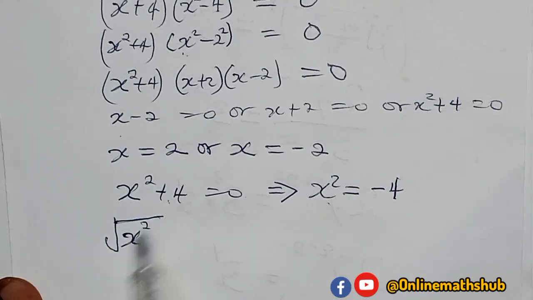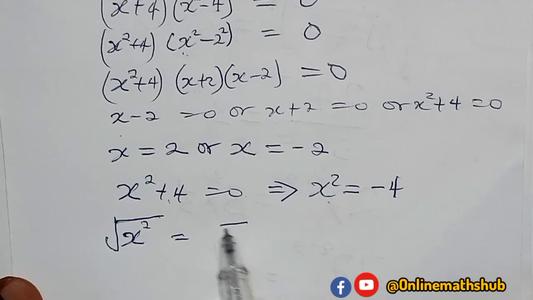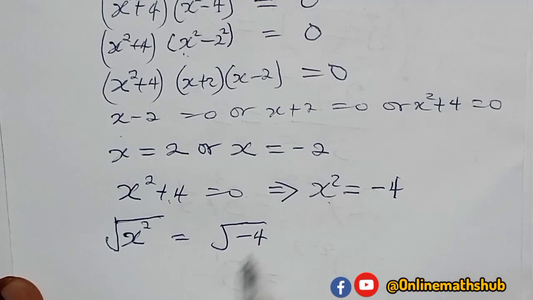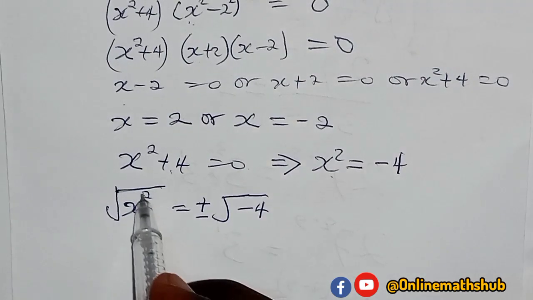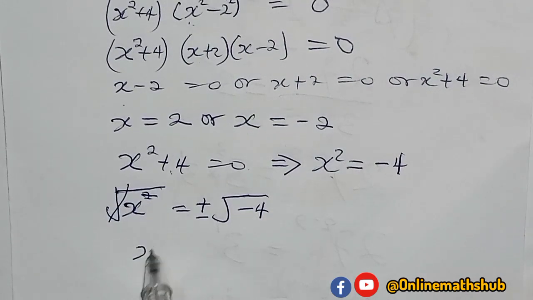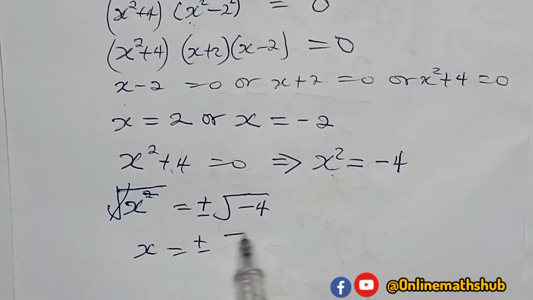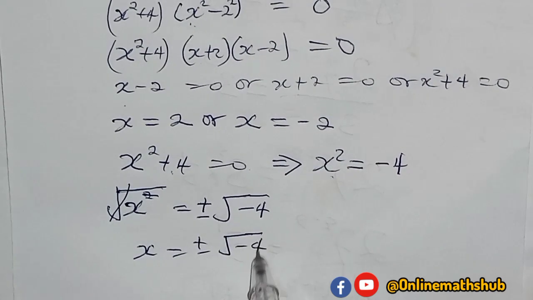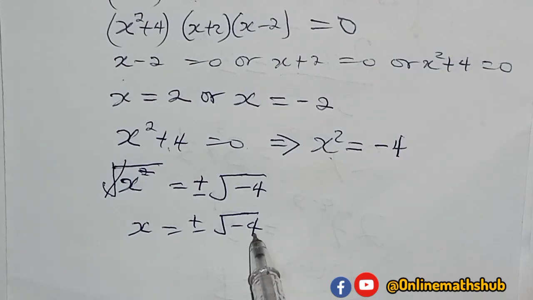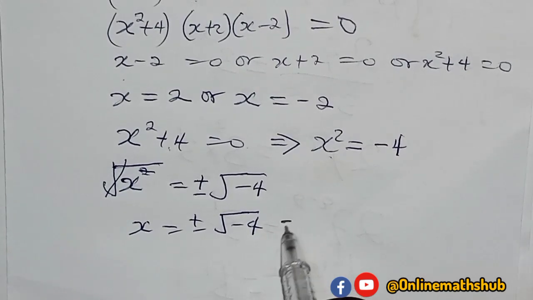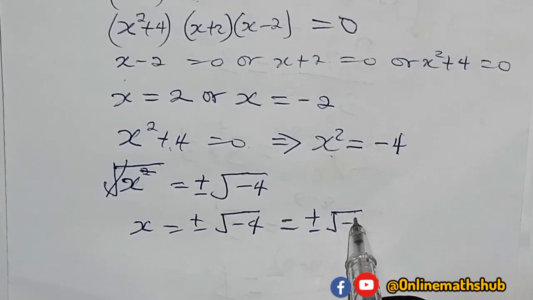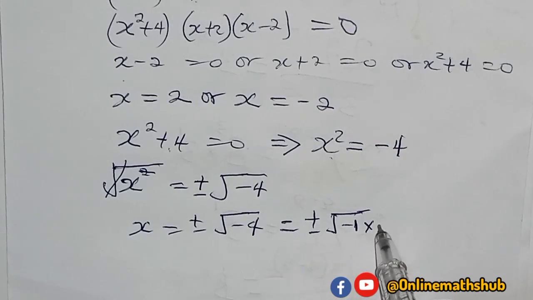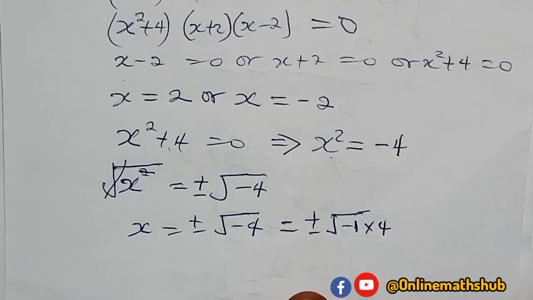Of course, I'm going to have that the square root of x squared is equal to the square root of minus 4, and of course this is plus or minus right here. Okay, so these two can cancel, and then I'm left with x is equal to plus or minus the square root of minus 4. Now we can rewrite this minus 4, so I can write this as plus or minus the square root of minus 1 multiplied by 4.